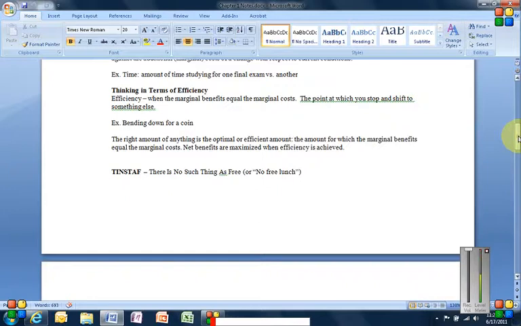Tinstaf. Tinstaf means there is no such thing as free, or some people refer to this as there's no such thing as a free lunch. And that's really true if you stop and think about it. If somebody says, you know what, I love you, and I don't want these tickets that I have to a Dodger baseball game to go to waste, so I'm going to give you those tickets. Is going to the Dodger game with those free tickets truly free?